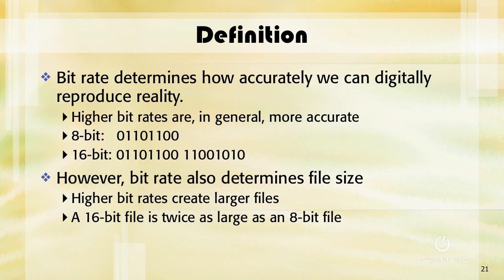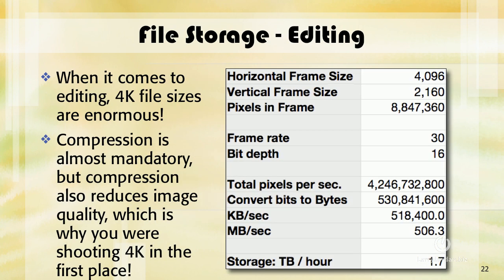However, bit rate also determines file size. Higher bit rates create larger files. A 16-bit file is twice as large as an 8-bit file. So we get greater accuracy, we get bigger files. When it comes to editing, 4K file sizes are enormous. And that's where this table on the right comes from.